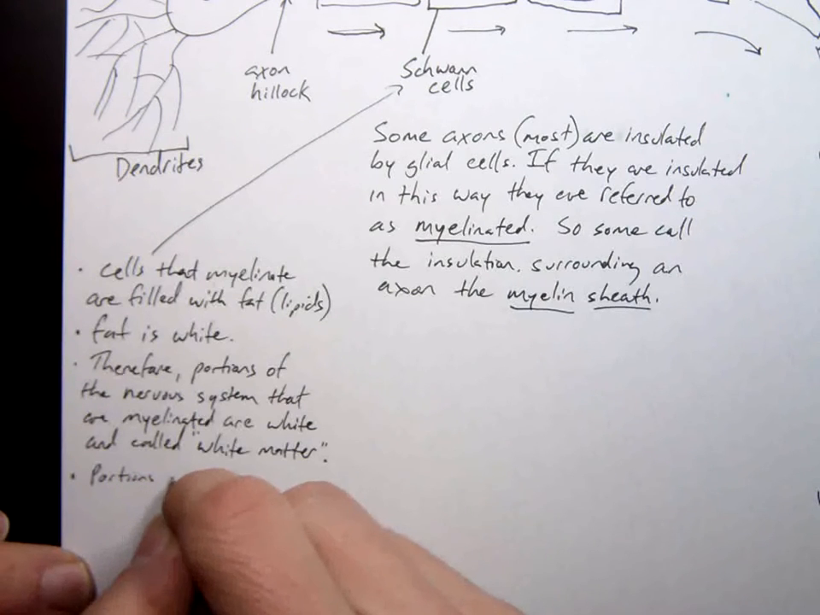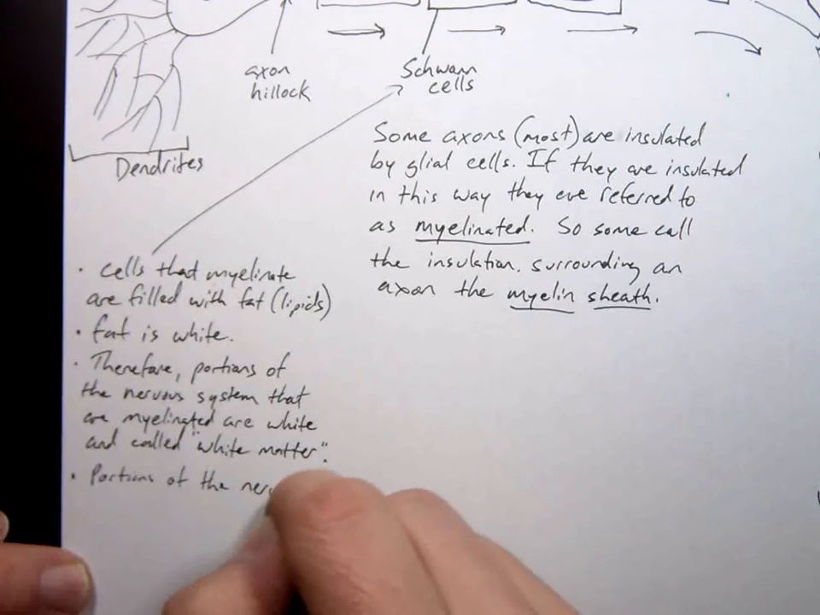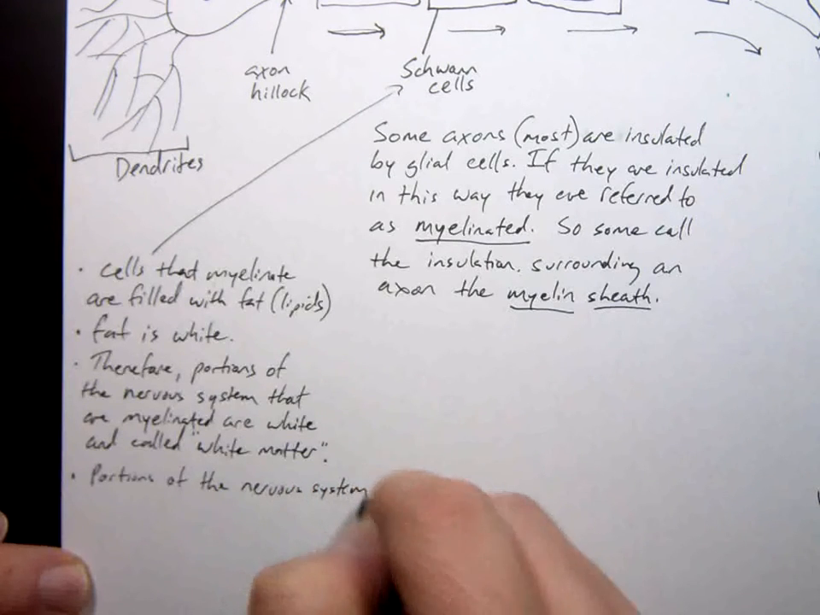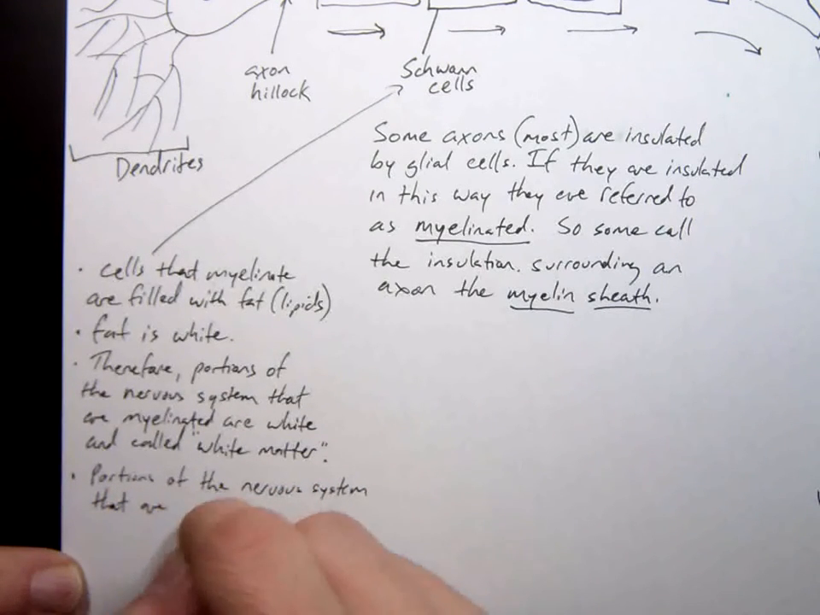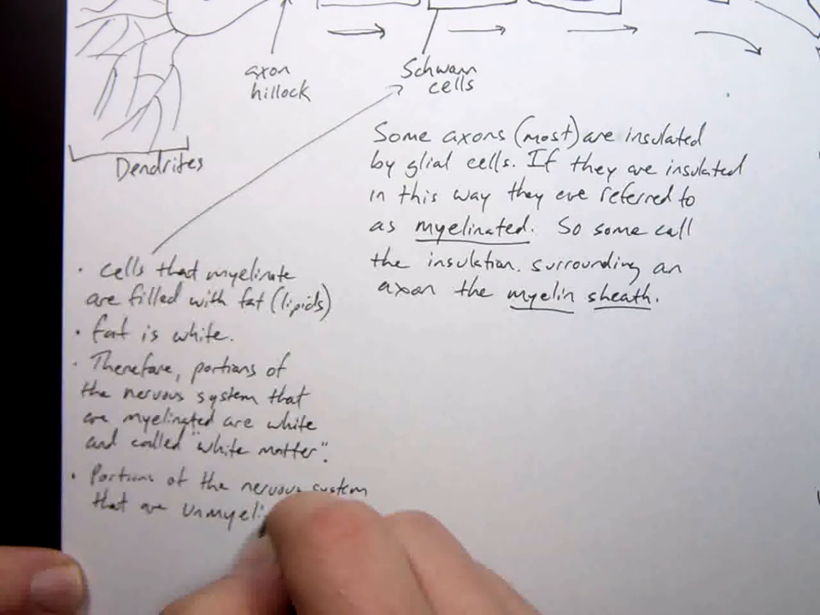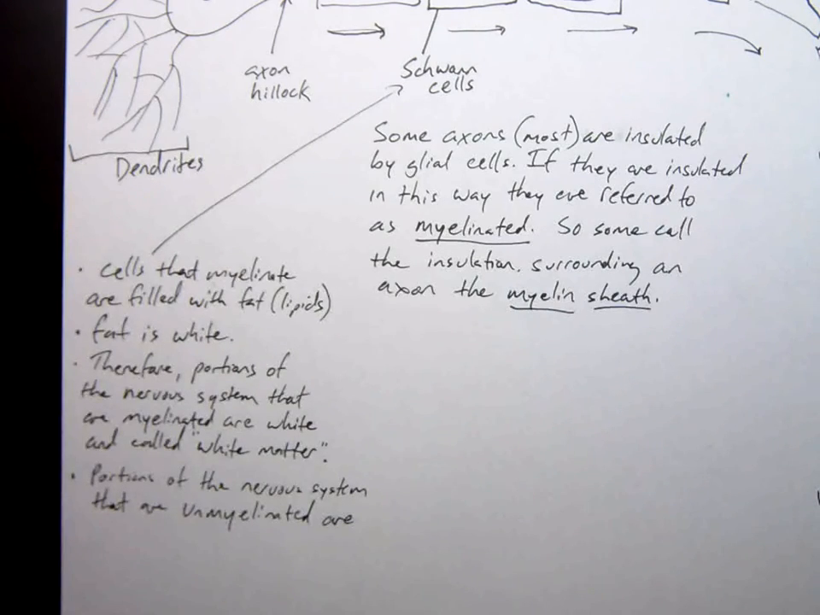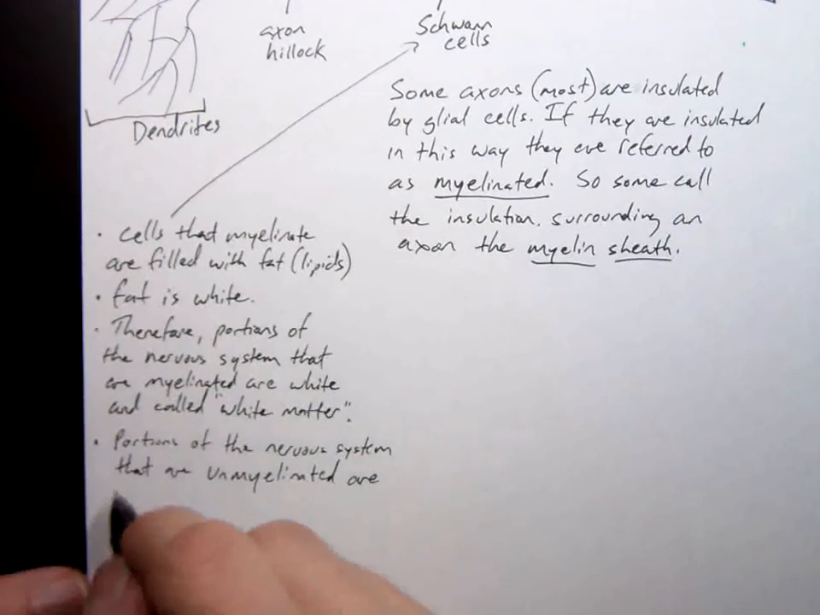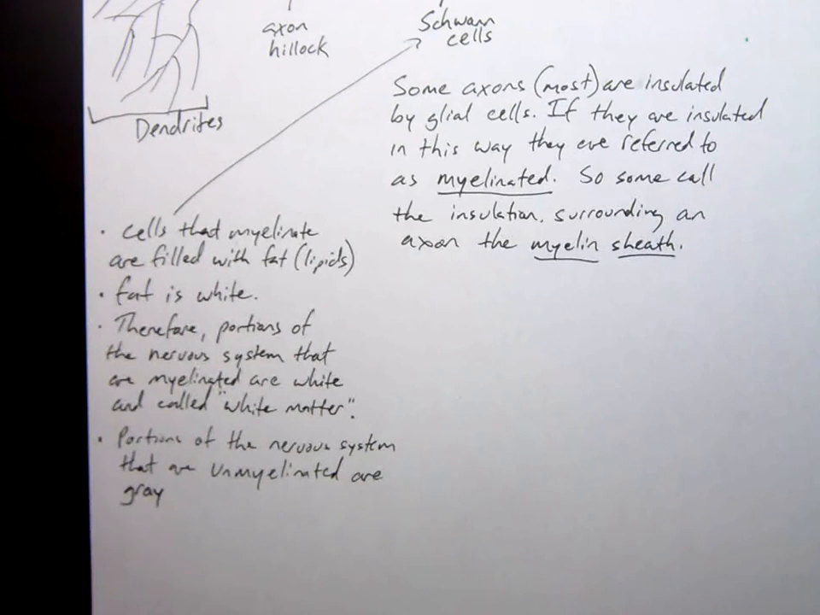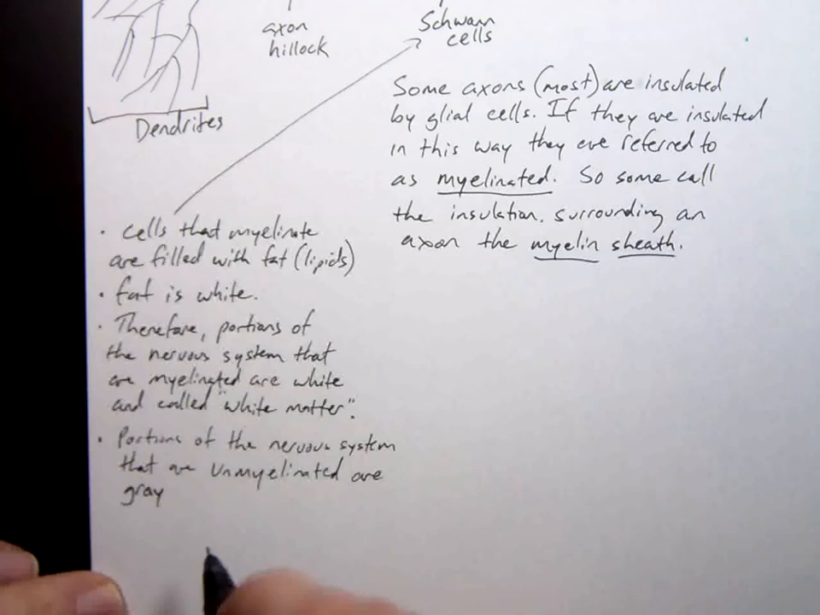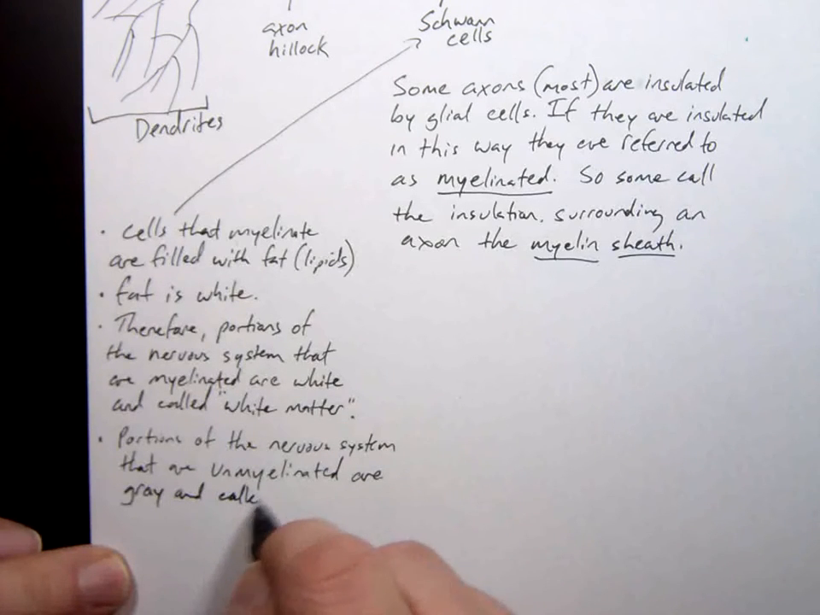Portions of the nervous system that are unmyelinated are, any guesses? Gray. And gray we're going to spell with an A because we're American, okay? If we were British, we'd spell it with an E. I remember A for America, E for England. But both are correct. You can spell it both ways. Are gray, and called gray matter.